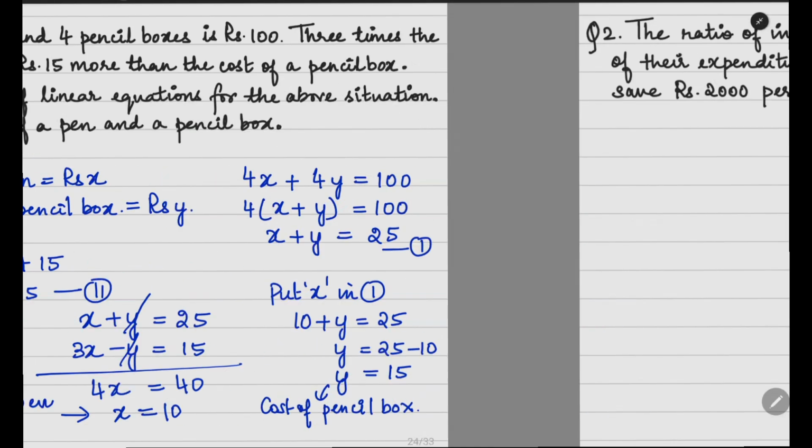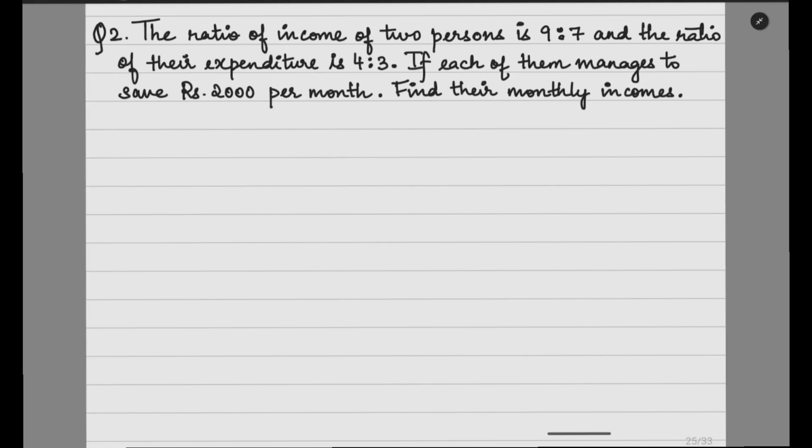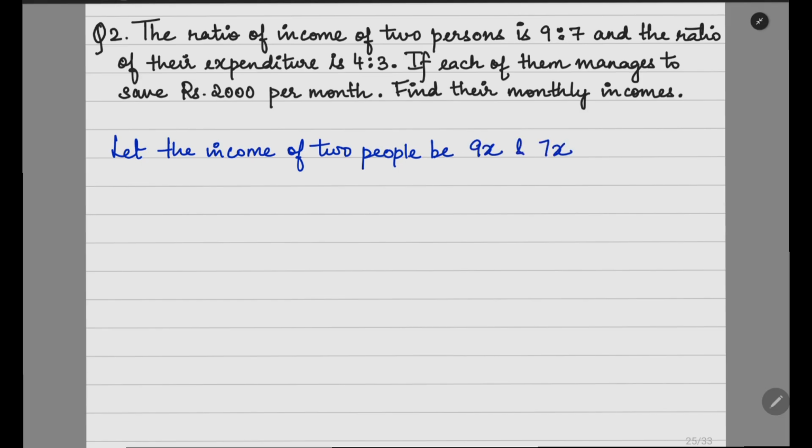Okay, moving on to the next question. The ratio of the income of 2 persons is 9:7. Okay, so let's start with it. Let the income of the two people be 9x and 7x.